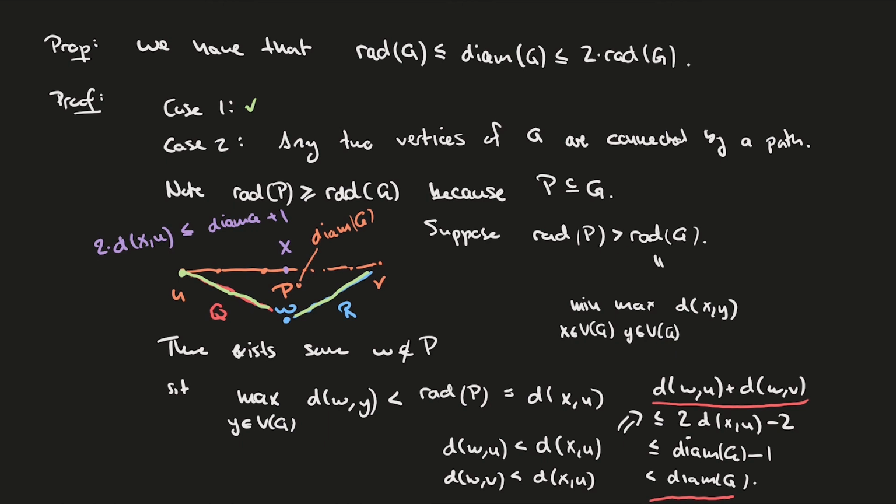Because assuming that the radius of P is strictly larger than the radius of G leads to a contradiction, we conclude that in fact the radius of P is less than or equal to the radius of G, which is exactly the remaining inequality we needed to show that those 2 quantities are in fact equal. So we've now shown that the diameter of G is less than or equal to 2 times the radius of G.